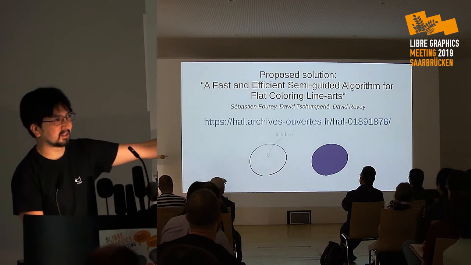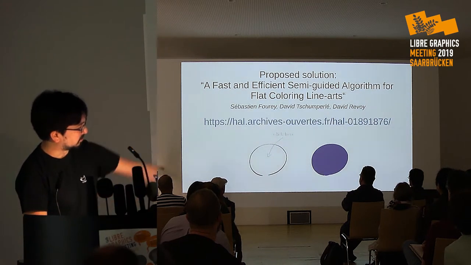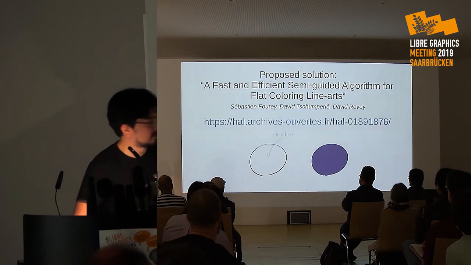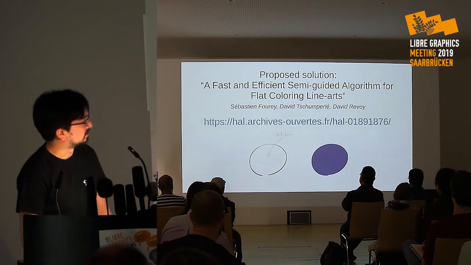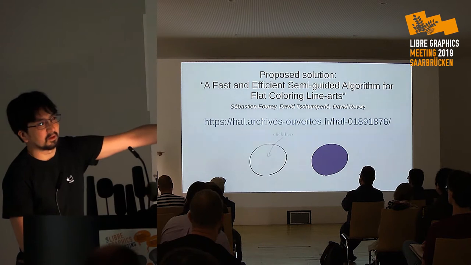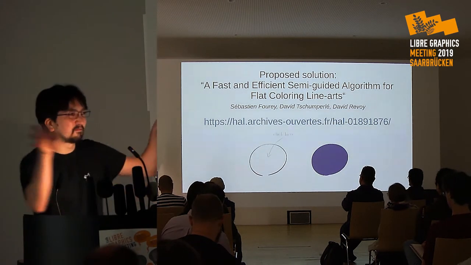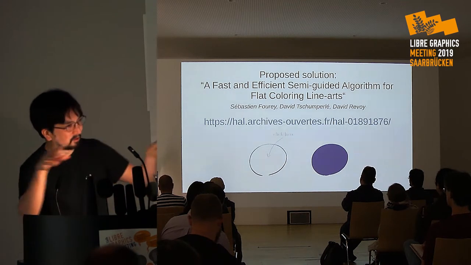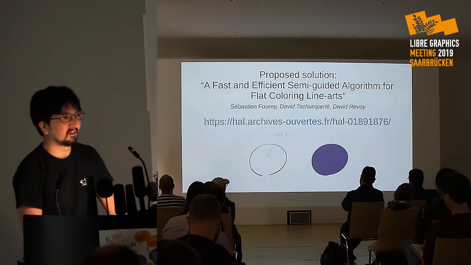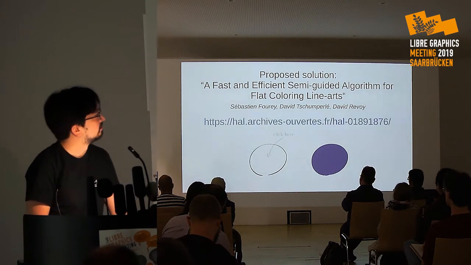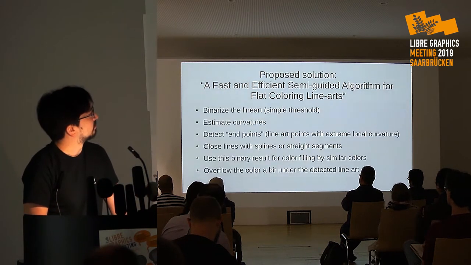Here is the result from the same example. First of all, you can see that even though there was a hole, it didn't leak out, and there's no ugly whitish pixels. It just overflowed a little under the dark line pixels, basically. So, okay, that's the algorithm.